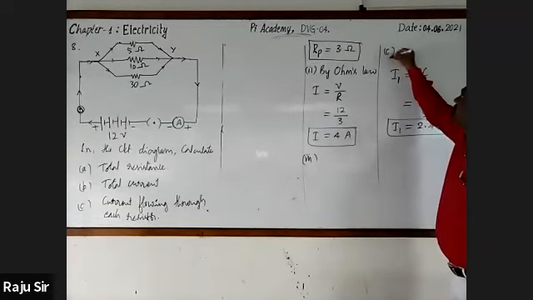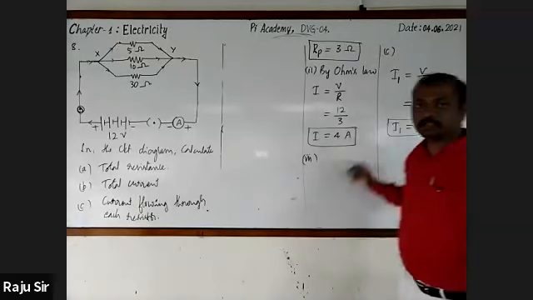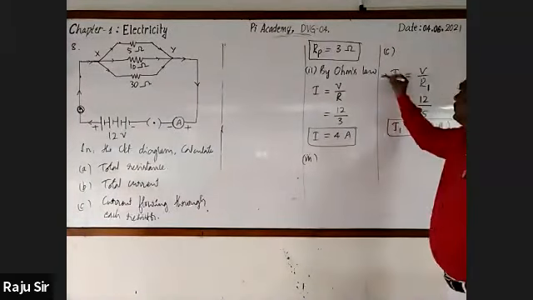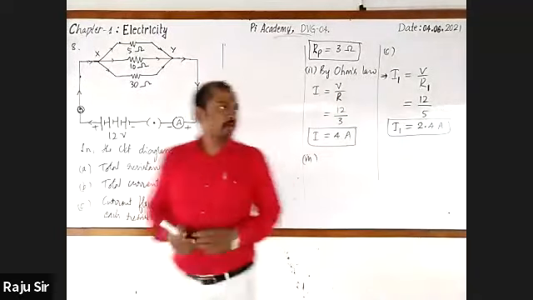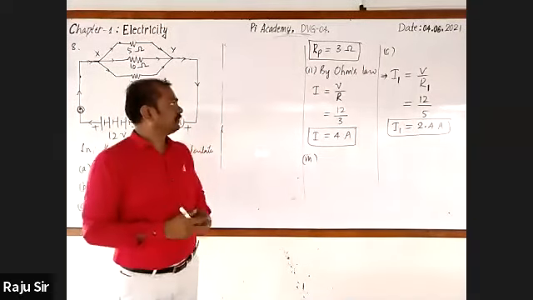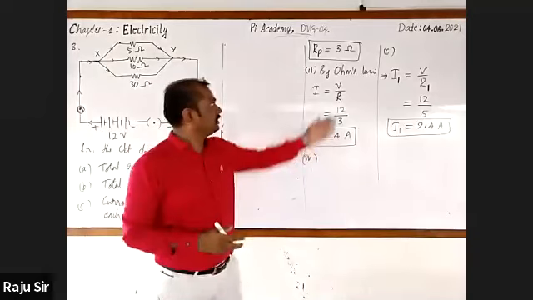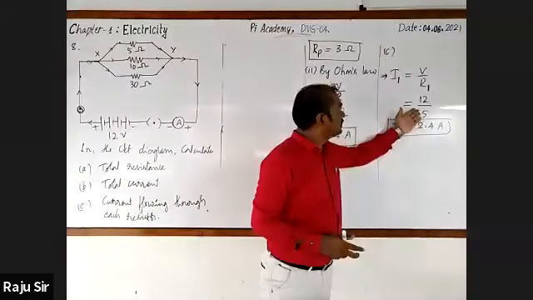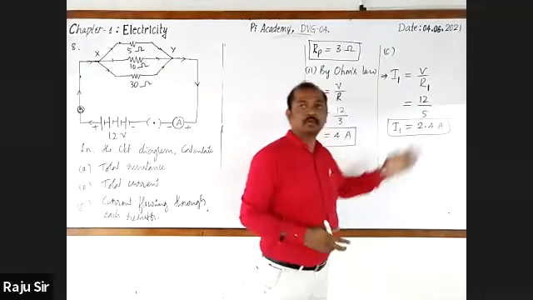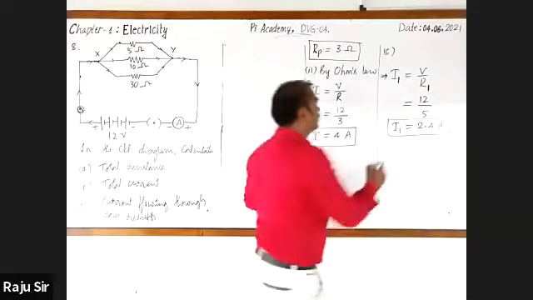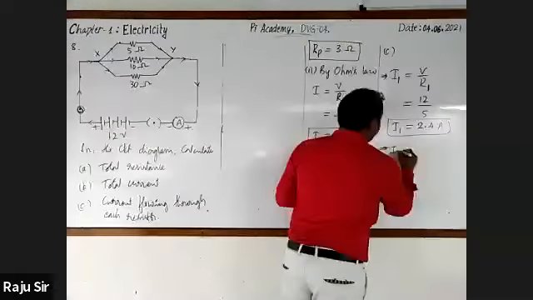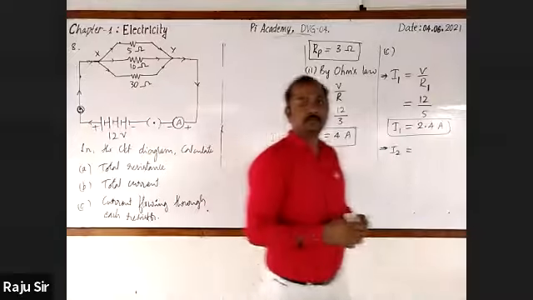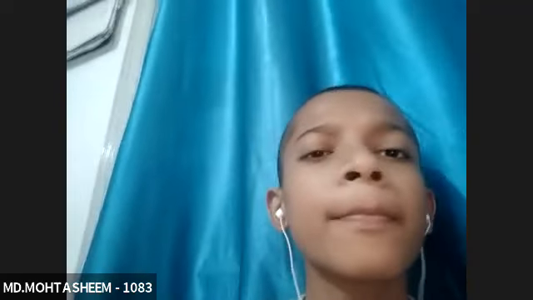This is C1. I1 is equal to V by R1, that's equal to 12 by 5, that's equal to 2.4. I2 is equal to 1.2, and I3 is 0.4.